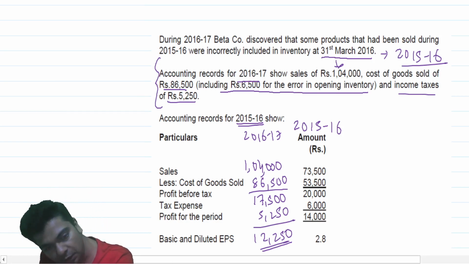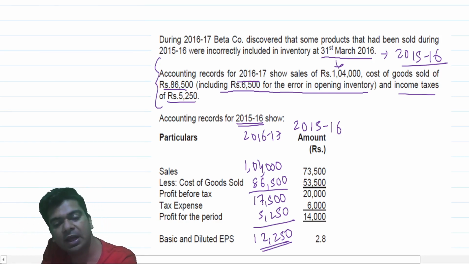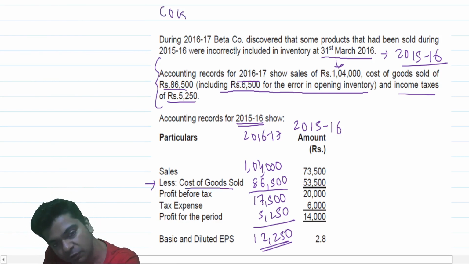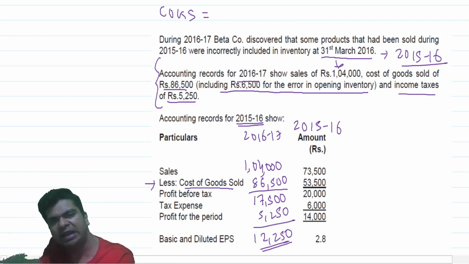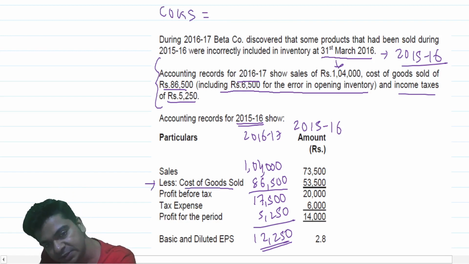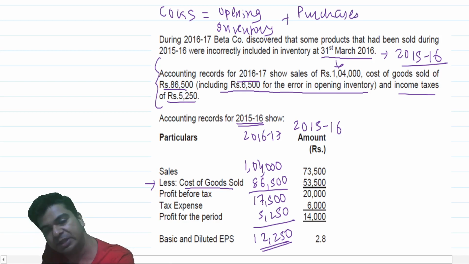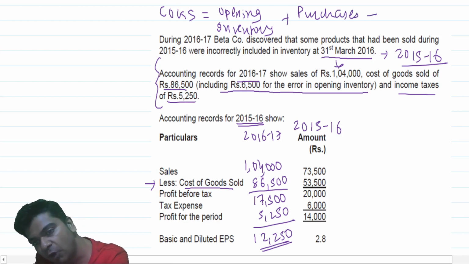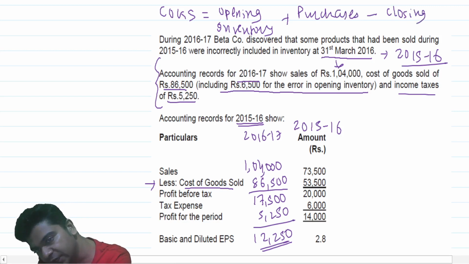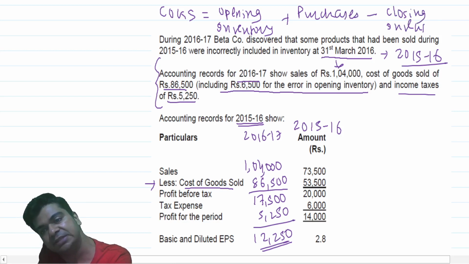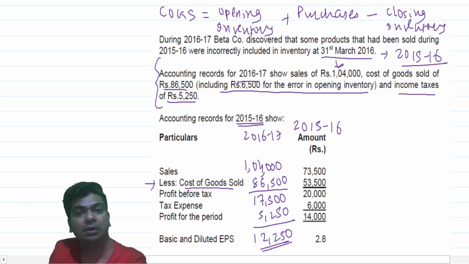Now, in the P&L, they have given us cost of goods sold. This cost of goods sold will be on a very rough basis. On a very rough basis, it will be opening inventory plus purchases and all other expenses will also be there. After all, it is cost of goods sold. And from that, I will deduct the closing inventory. In general, we can say this is how you can calculate the cost of goods sold. You will be deducting the closing inventory.